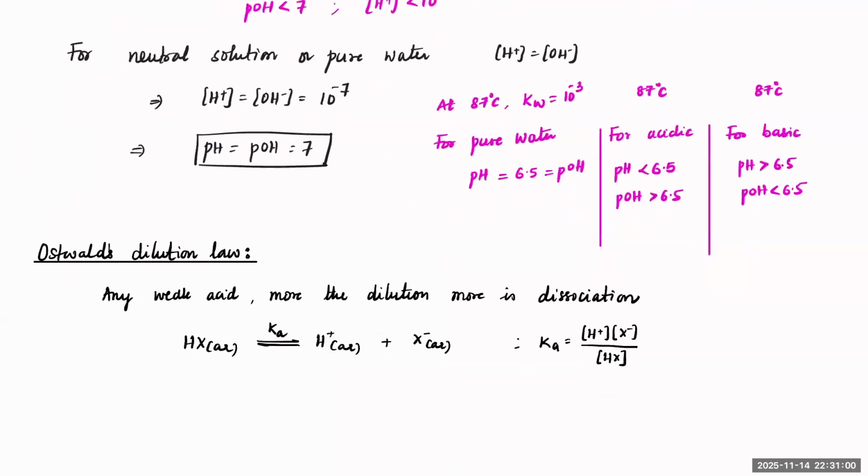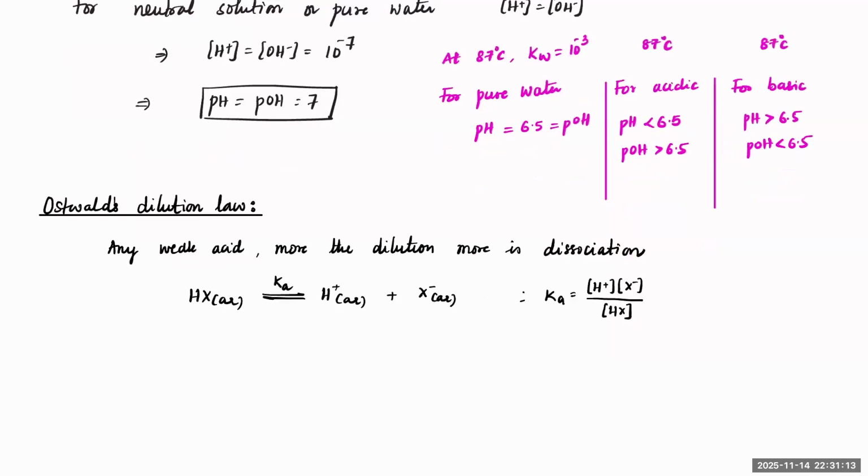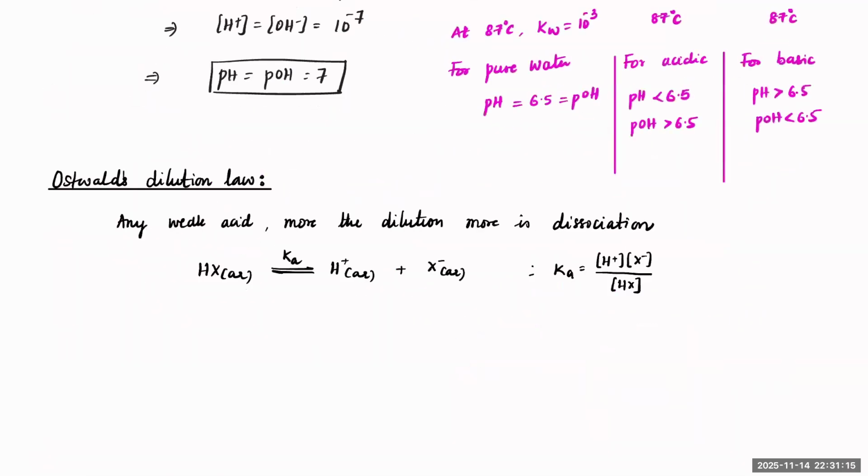This is the standardization which you need to do. At 25 degrees Celsius, 7 is the standardized value. Based on that, you will have to judge acid, base, or neutral. So I think the basic terms are clear, everybody, right?